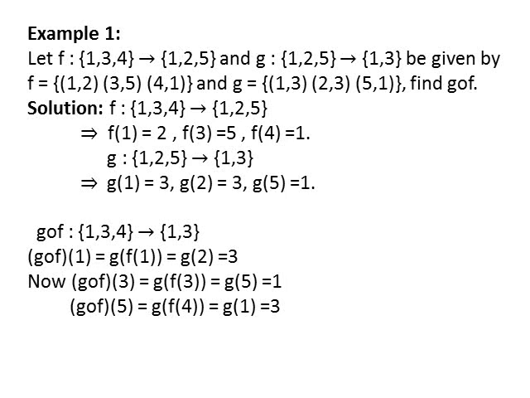Now, we have to find g of f(1). As f(1) equals 2, g of f(1) equals g(2). We replace f(1) by 2. Now g(2) equals 3. So g of f(1) equals 3. In the same way, we calculate g of f(3). f(3) equals 5, so g of f(3) equals g(5), and g(5) equals 1. In the same way, g of f(4) equals 3. Therefore, g of f is a function containing the ordered pairs (1, 3), (3, 1) and (4, 3).